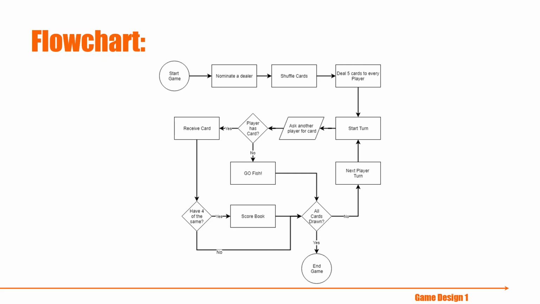It doesn't have every single detail. It does say scorebook, but like I said, it's just an overview. It doesn't go into every single rule. It doesn't say, did the player ask for an 8? Does the player have an 8 or not? It's just a general overview.